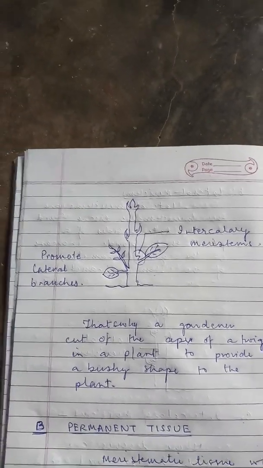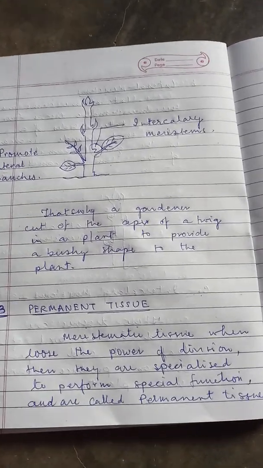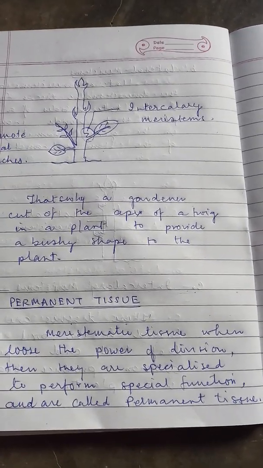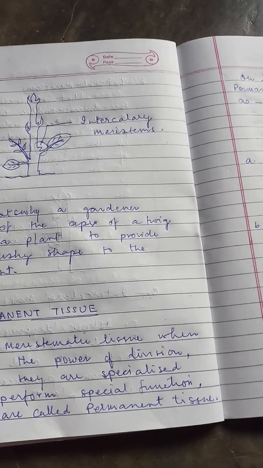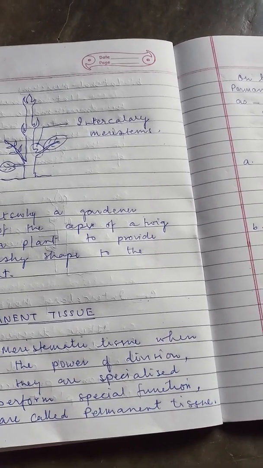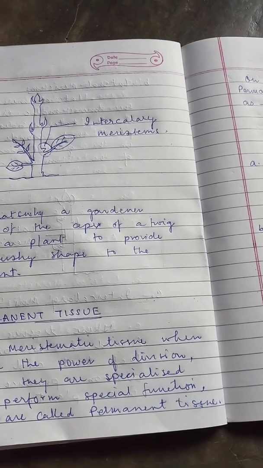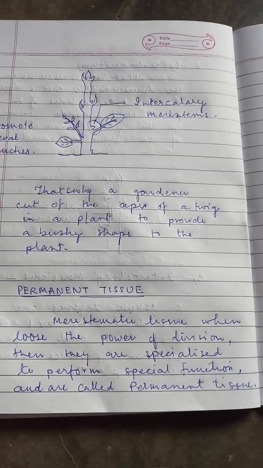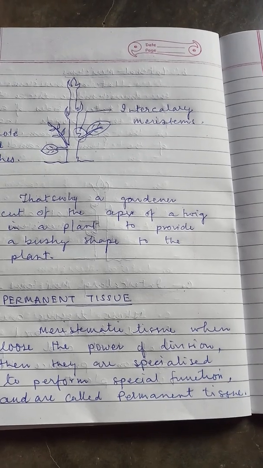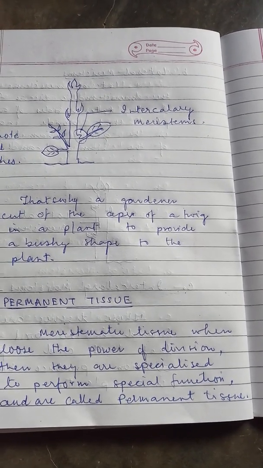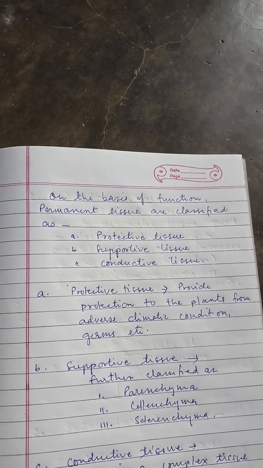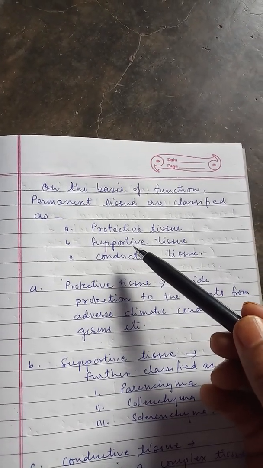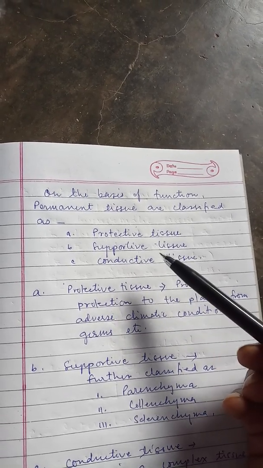Now come to the permanent tissue. If meristematic tissue loses the power of division, there is no meaning to be present in the plant. So when they lose the power of division, they are specialized to perform a special function and are called permanent tissue. And on the basis of function, permanent tissues are classified as protective tissue, supporting tissue, and conductive tissue.